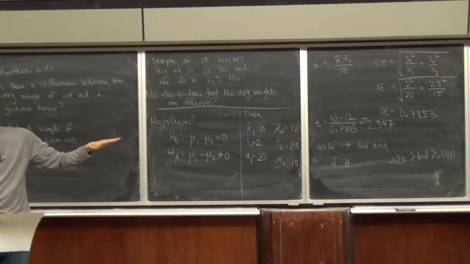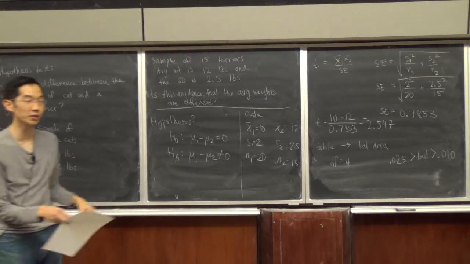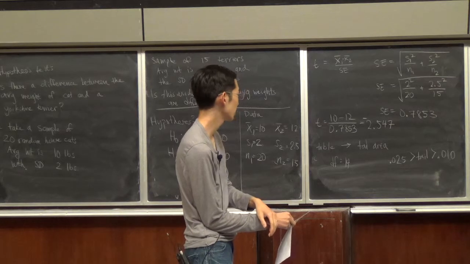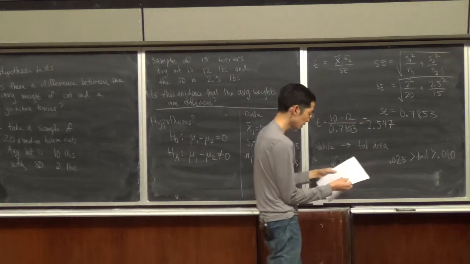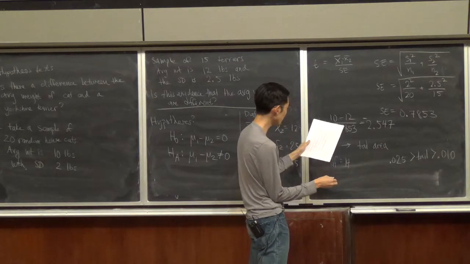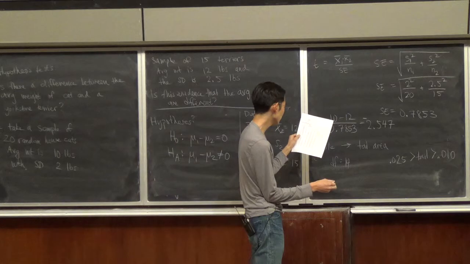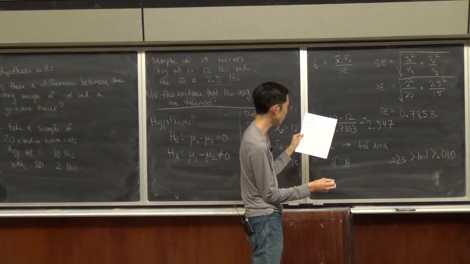Are we okay with our tail area? Yes? No? Who's no? Okay, what's going on over there? I got stuck at 2.547. Okay, 2.547. So we're looking at the row for 14 degrees of freedom. So 2.547 is between which two numbers in that row?